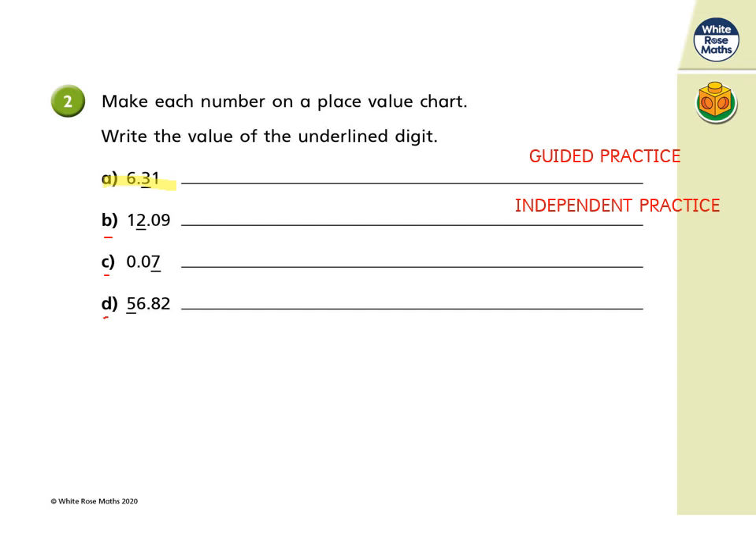Now the underlined digit is the 3, but it's not just 3, okay? It is 3 tenths. As you can see, there is the decimal point there, okay? So my 6 is in the ones column, and after that we know we have tenths and we have hundredths. So the actual value of 3 is 3/10.